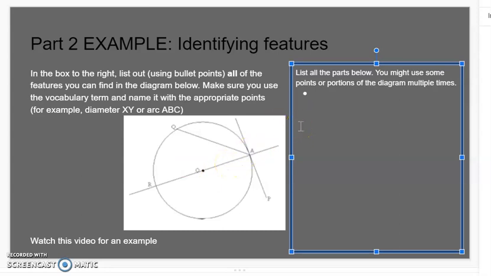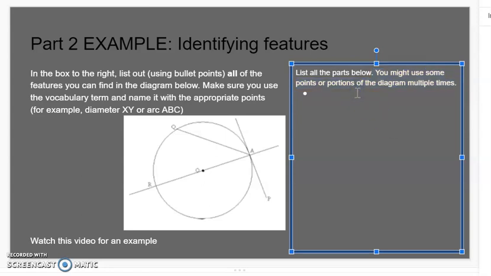My strategy for this is I just go through our list of terms, and for each term I see, can it apply to anything on this picture. The key here is that you will use things multiple times, right? A lot of things have very similar names, or if you just extend a line, the same points could create a couple of different features. So you might be using the same points, and that's okay.